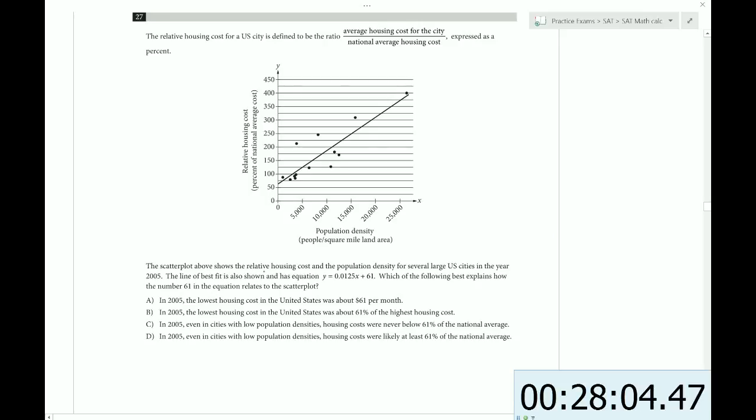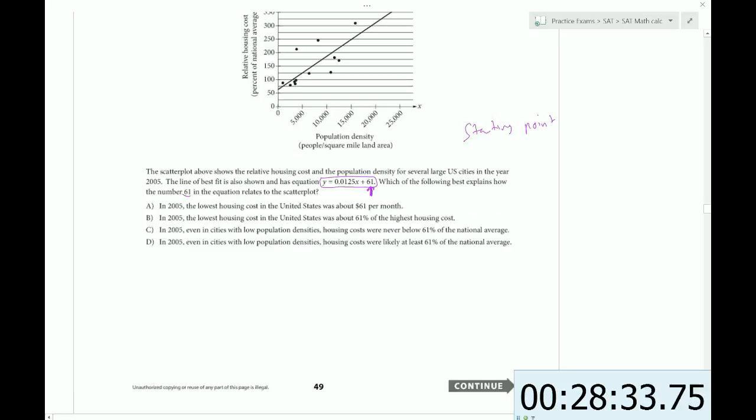The scatter plot above shows the relative housing costs and the population density for several large U.S. cities. The line of best fit is also shown, and the equation is this. Which of the following best explains how the number 61... Okay, so 61 is the y-intercept. The y-intercept is also the starting point. In other words, when our x value equals 0, that's when we have the y-intercept. So with a population density of 0, effectively.